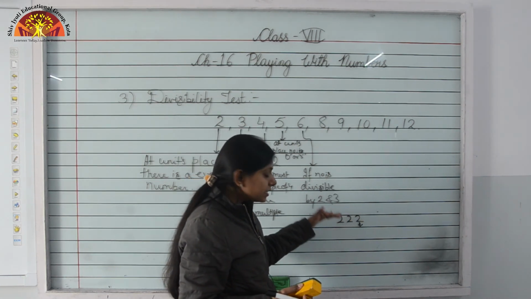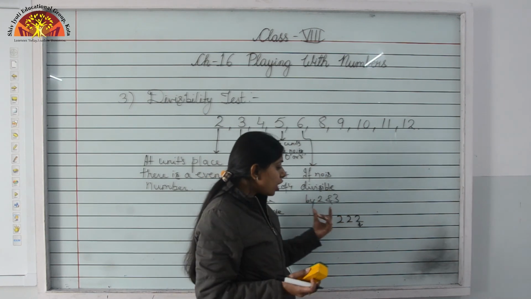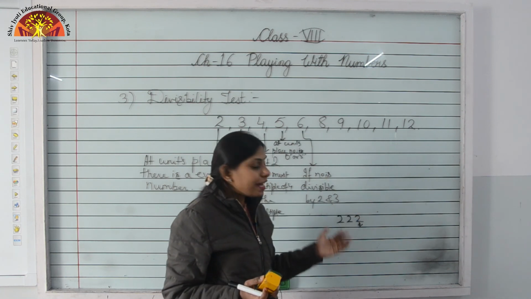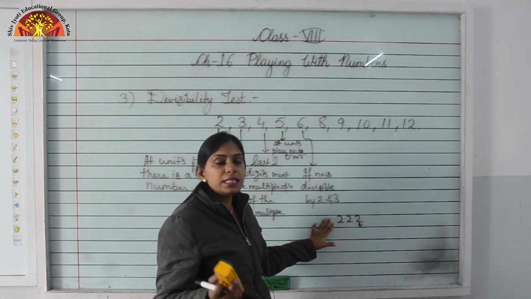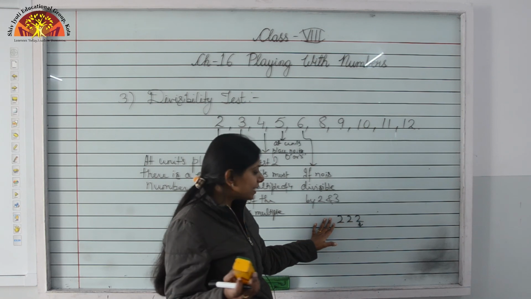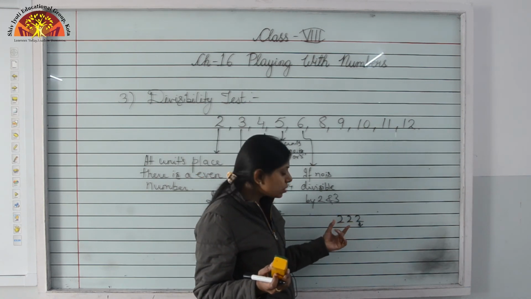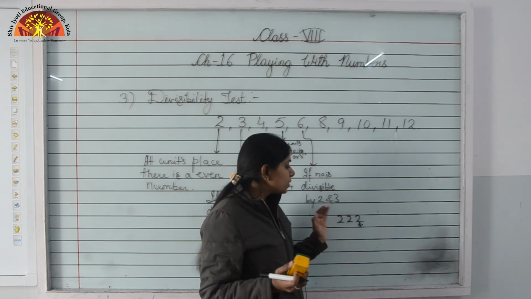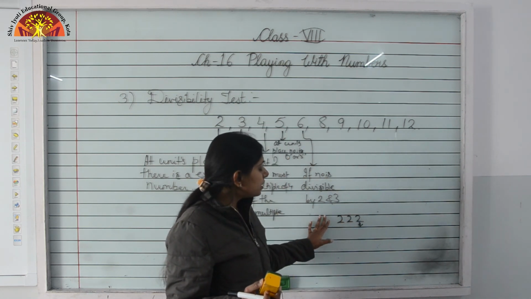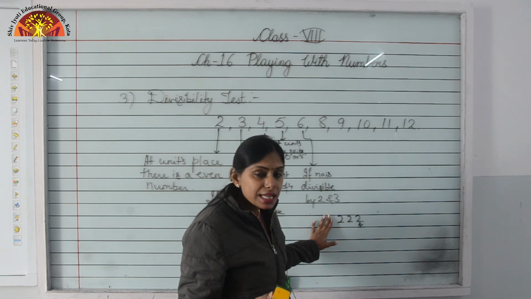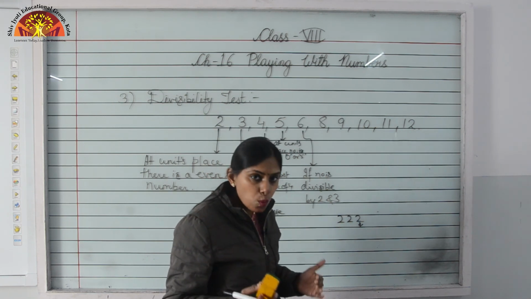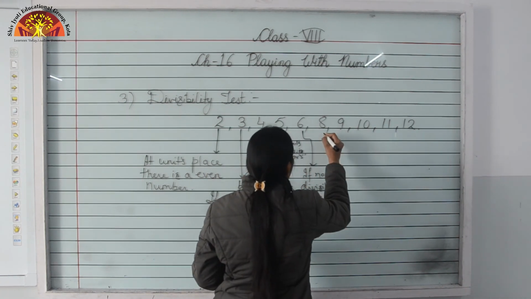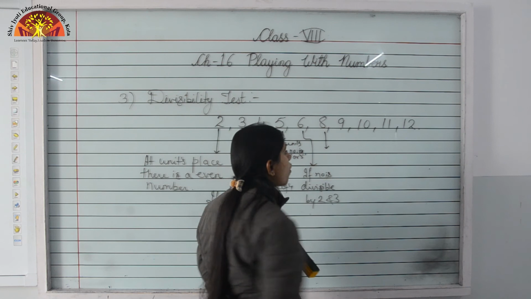Now we will test the divisibility of 3. As you know, you add all the digits, and if the sum is divisible by 3, then we can say that this number is divisible by 3 also. So 2 plus 2 is 4 and 4 plus 2 is 6. So we can say that this particular number has the divisibility of 6 as it is divisible by both 2 and 3.